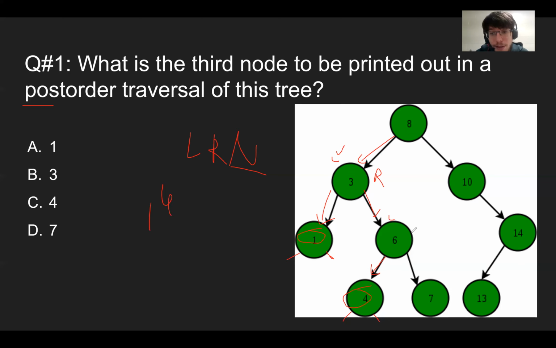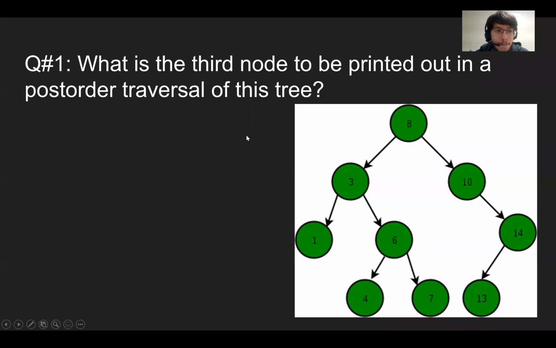Well, we've already visited left of 6. Now we need to visit right of 6. So we visit right. And at 7, we try and visit left, we try and visit right, nothing there. So then we visit the node, and the node is 7. So 7 is our third. Right? Because we just asked for the third node. So we get 7. And it's 7, right? So hopefully you understand why.